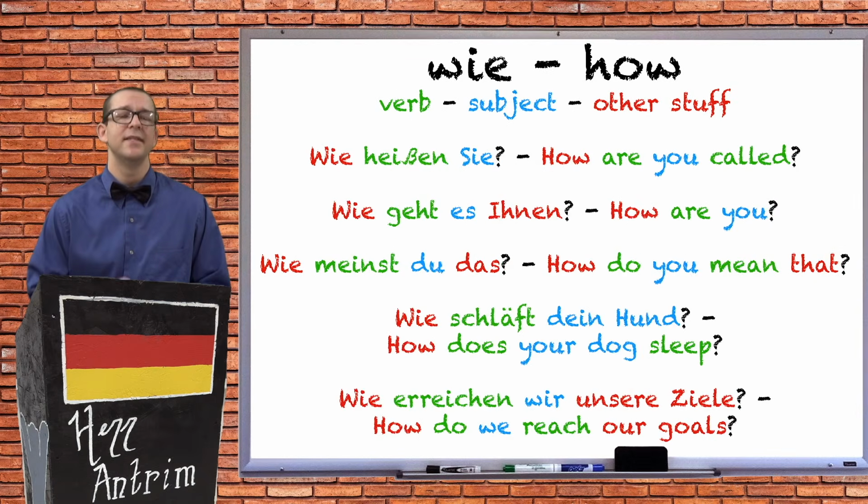You've already seen our next question word in a few simple questions from the last video. Wie means how. This question word is also never the subject of the sentence. Here are some examples of how to use wie. Wie heißen Sie? How are you called? Wie geht es Ihnen? How are you? Wie meinst du das? How do you mean that? Wie schläft dein Hund? How does your dog sleep? Wie erreichen wir unsere Ziele? How do we reach our goals?